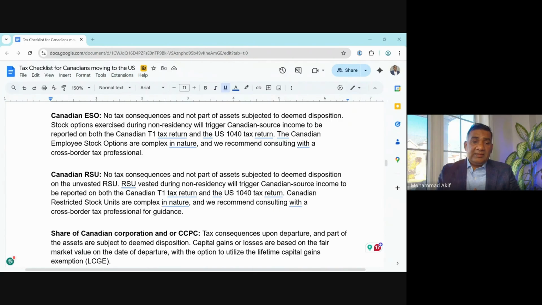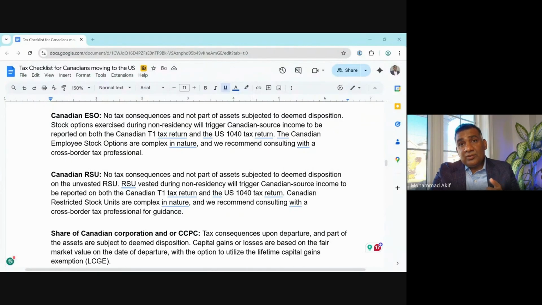So, Canadian employee stock options: no tax consequences if you are leaving, if you haven't exercised, right? And a stock option exercise during non-residency will trigger Canadian source income. That means this will be reported on a T4, and then we'll be reporting on the tax return and the US return. So if you do exercise stock options, you will get a T4.